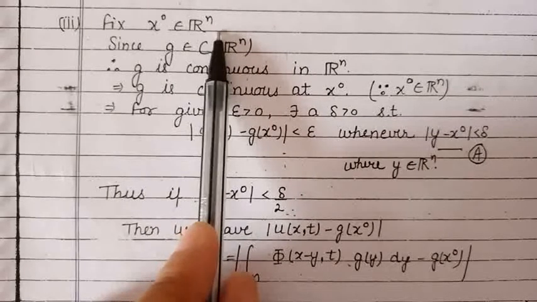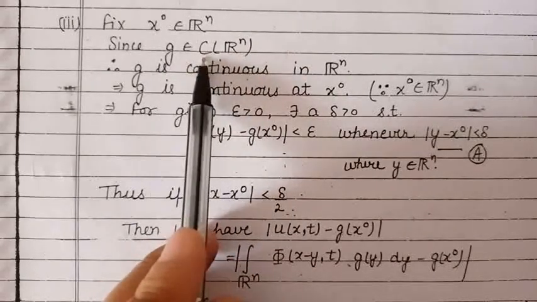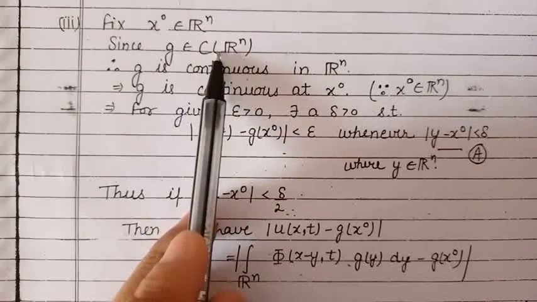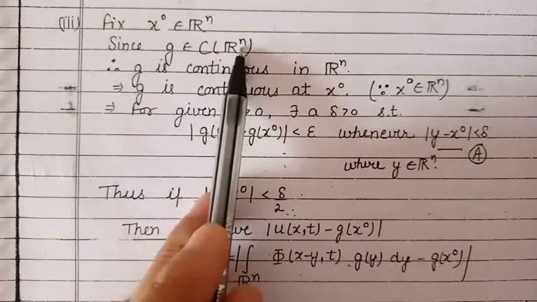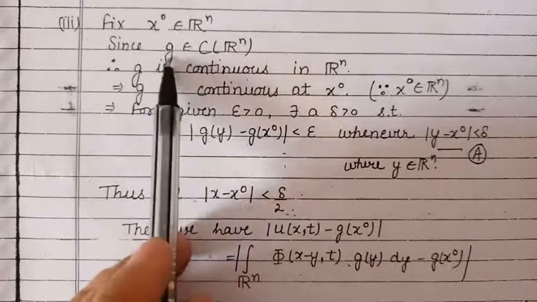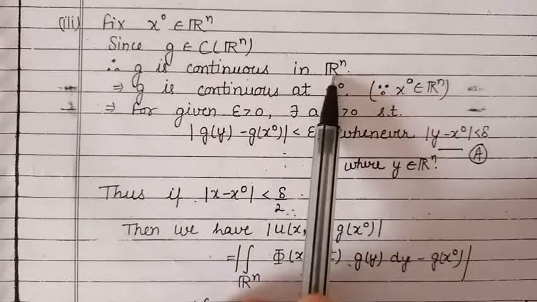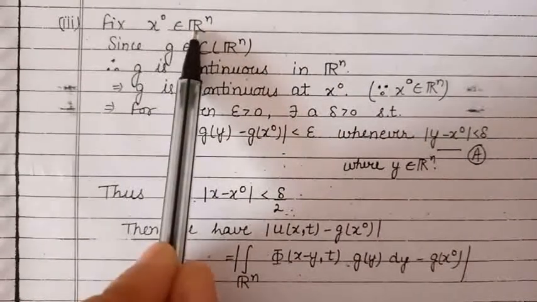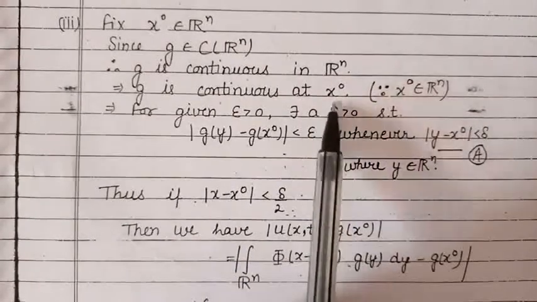Now because we are given in the statement that g belongs to the intersection of two function spaces, in which one of the function spaces is the space of continuous functions defined on Rn, by definition we can say that the function g is a continuous function in Rn. And because x0 belongs to Rn, we can say that the function g is continuous at the point x0.